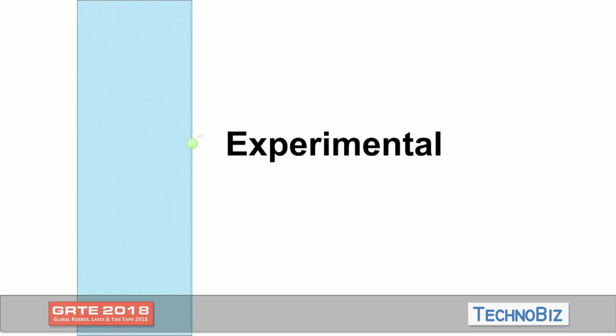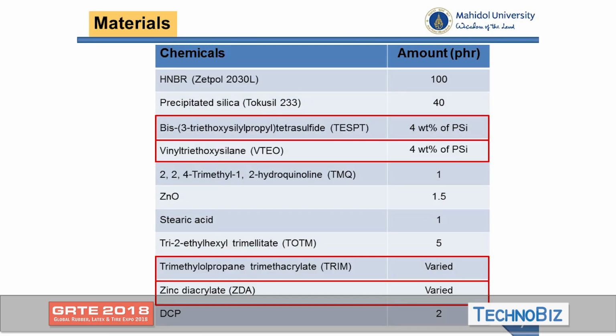So let's come to the experimental. The compounding materials is shown in this table. HNBR is used as the raw material, the raw rubber. Precipitated silica was used as the reinforcing filler and kept constant at 40 phr. And the silane coupling agents used in this study include TESPT silane and VTEO silane. Both types of coupling agent were kept constant at 4% by weight of precipitated silica.